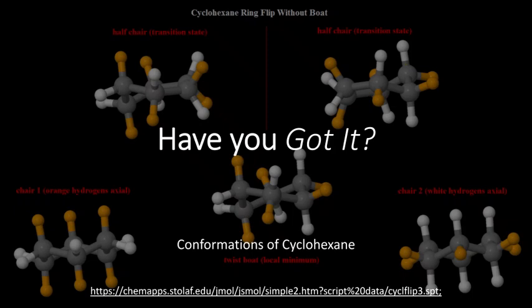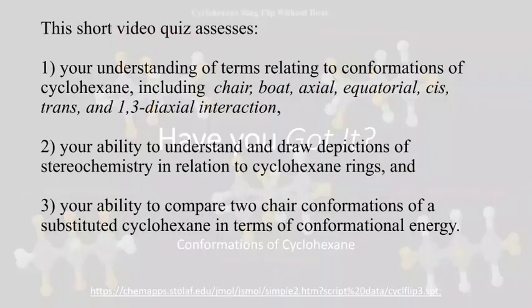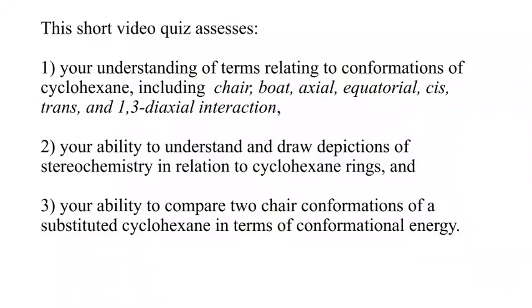Conformations of cyclohexane. Have you got it? This short video quiz assesses your understanding of terms relating to conformations of cyclohexane, including chair, boat, axial, equatorial, cis, trans, and 1,3-diaxial interaction. Your ability to understand and draw depictions of stereochemistry in relation to cyclohexane rings, and your ability to compare two chair conformations of a substituted cyclohexane in terms of conformational energy.